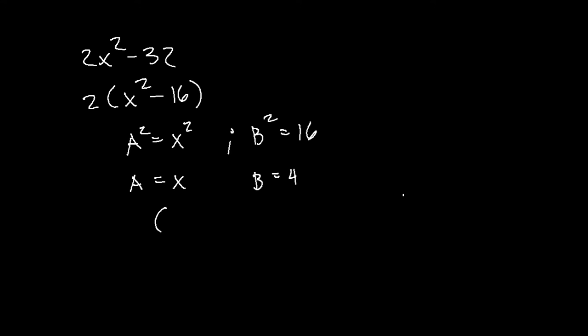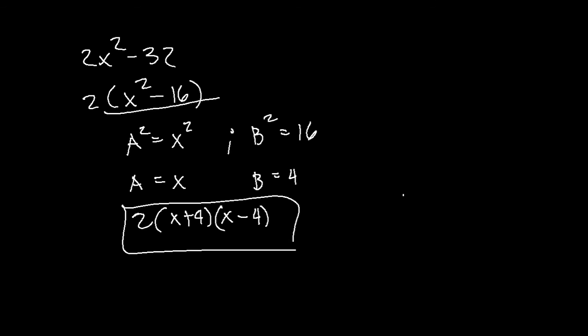Using the formula, we say that a plus b, which is x plus 4, times a minus b, which is x minus 4. Now the arrangement of these terms doesn't really matter because we're just multiplying them, so arrangement is not really our concern. And there we go. And don't forget, you took away 2 from this expression a while ago, so don't forget to bring it back to your final answer. And this will be the final answer or the final factor for this expression.